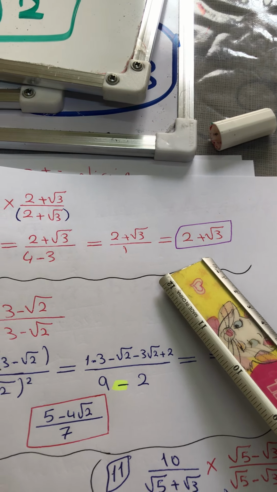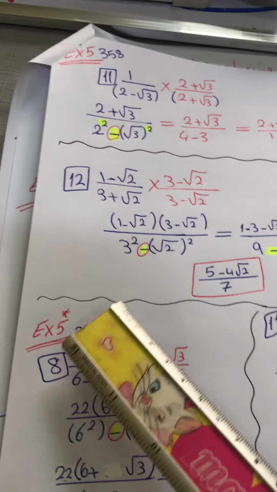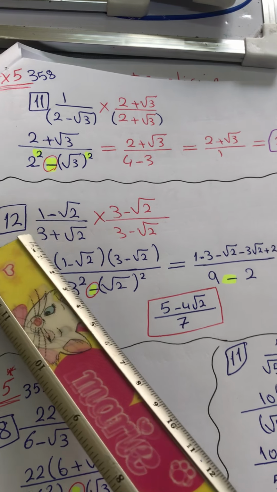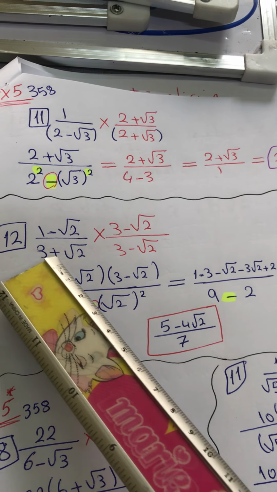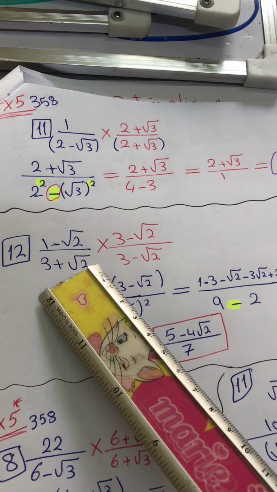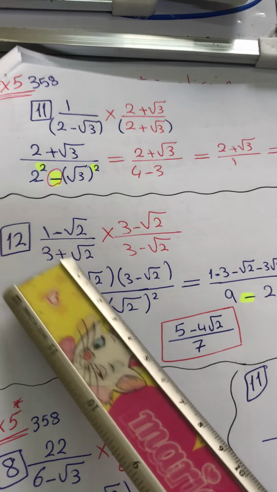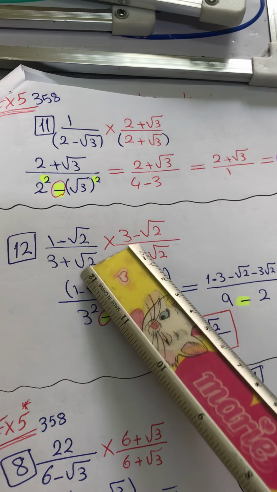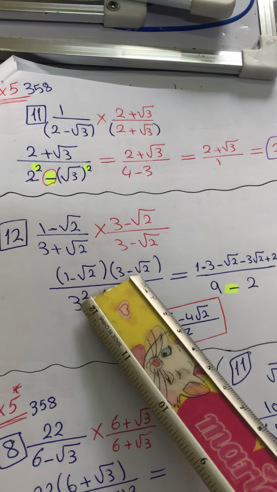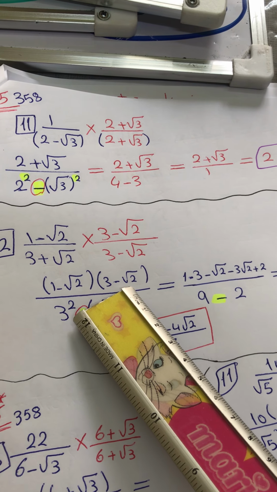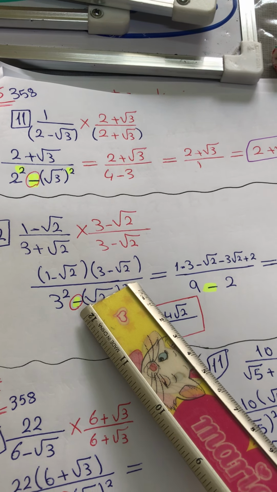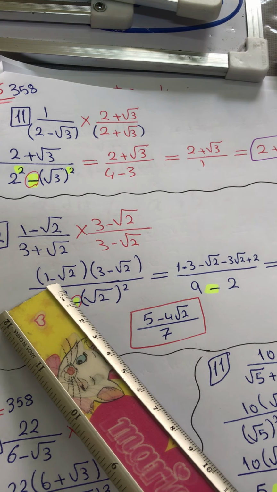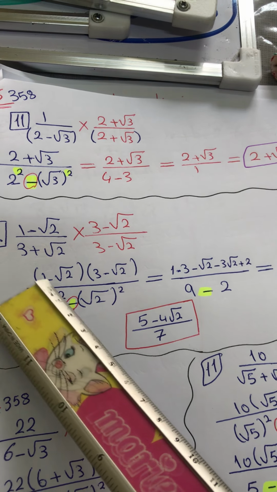Okay. Now I am still in exercise 5, page 358. We have 1 minus square root of 2 over 3 plus square root of 2. I'll multiply by what? By the numerator or denominator? By the denominator, but change plus into minus, like this. Okay? And up you have 2 brackets. You will solve them as I explained to you before.